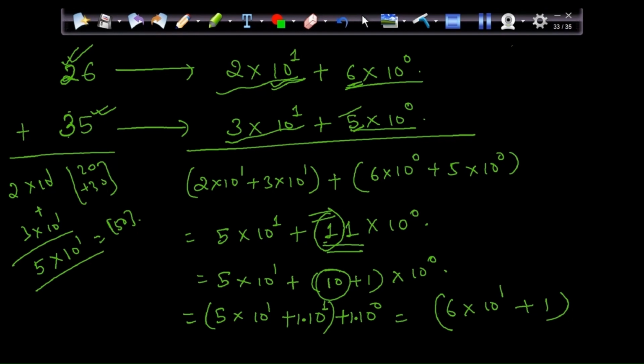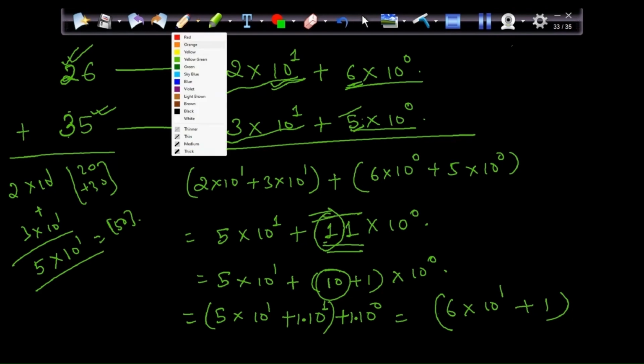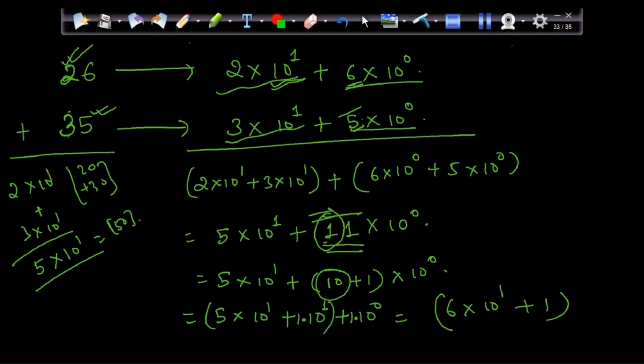Okay, now in the first place digit you have 6 and 5. The addition of 6 and 5 will not give you a one digit number, but it will give you 11, which is a 2-digit number. So 6 into 10 to the power 0 plus 5 into 10 to the power 0 will give you 11 into 10 to the power 0, which is nothing but 11 into 1, which is equal to 11.